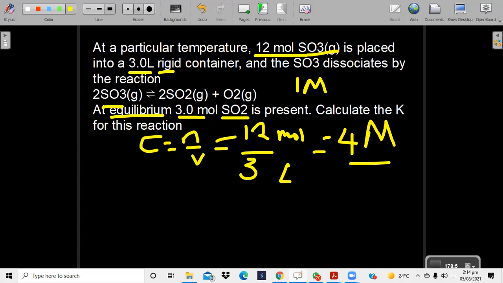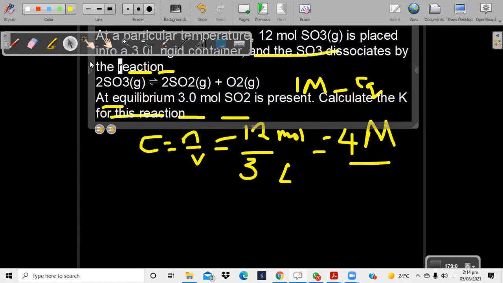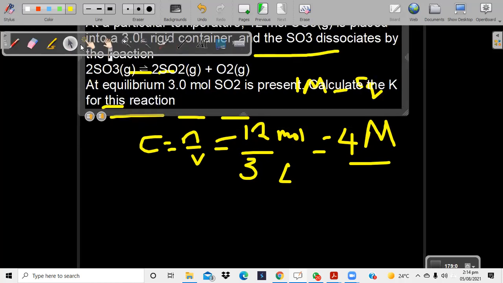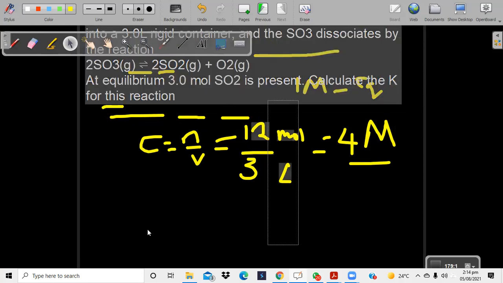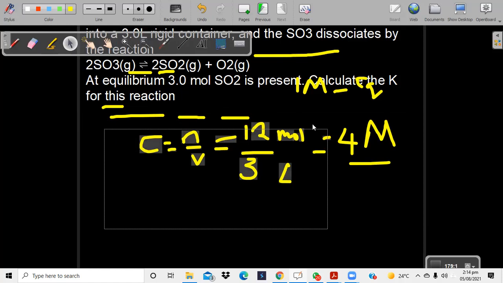So we can come up with our ice table now, so that we're able to make some computations. Okay. So I can create some space now. So don't forget, our initial concentration has been determined to be 4 molar.